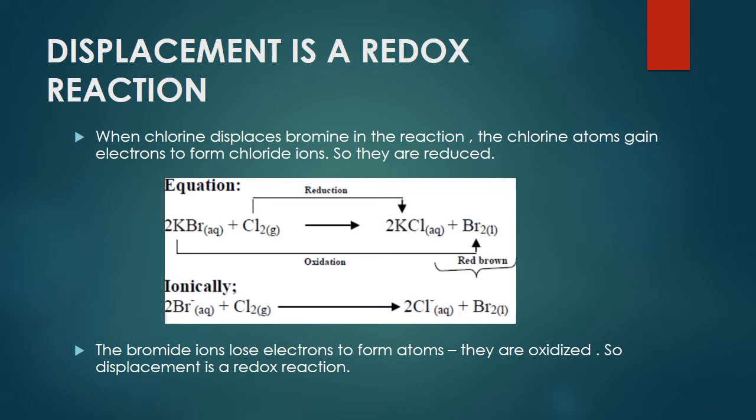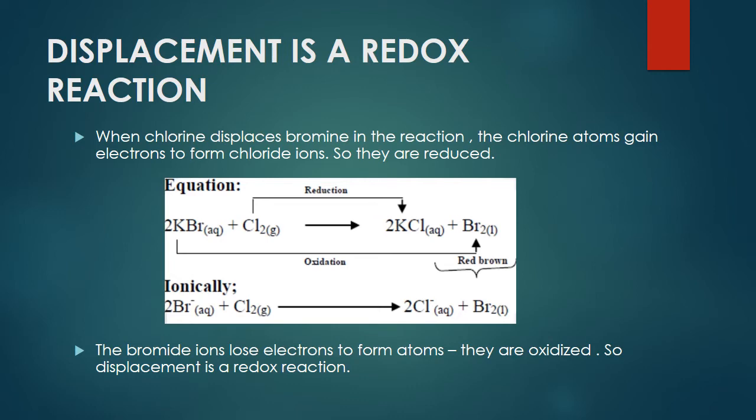First of all, let me remind you what is reduction and what is oxidation. Do you know what is reduction? Reduction is gain of electrons and oxidation is loss of electrons. Let's look at the displacement reaction where the reduction and oxidation will take place.